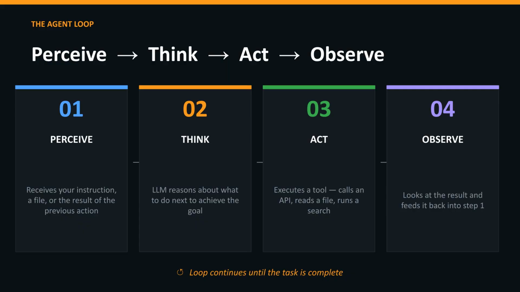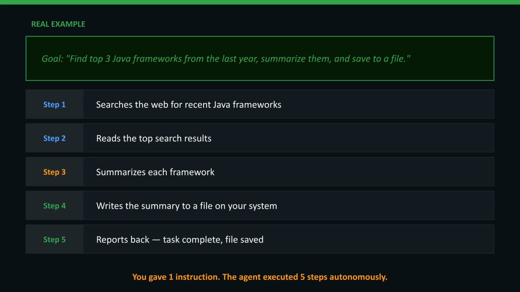Simple concept, enormous power. Let me give you a real example so this clicks properly. Look at the goal on screen. You tell your agent, find me the top 3 Java frameworks released in the last year, summarize what each one does, and save the results to a file. A regular LLM would just give you a text answer from its training data, which might be outdated, and you still have to copy it somewhere yourself.